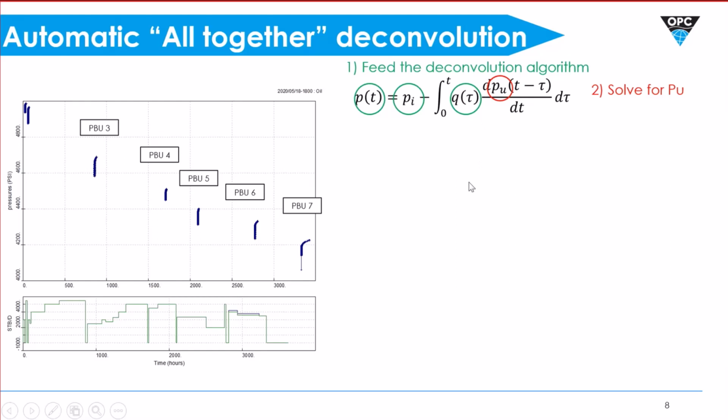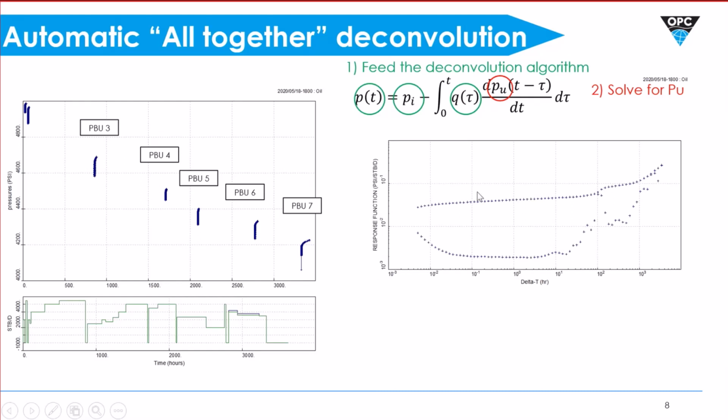So let's do that. Let's feed this data into a typical deconvolution algorithm, and you get this response. So we see the end of wellbore storage is okay, and radial flow is okay, but I could have got that from a short PBU calculated in time. Beyond radial flow, we see the algorithm clearly failed.